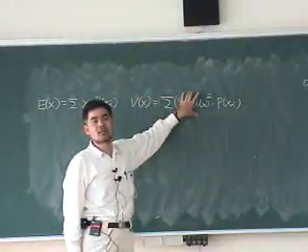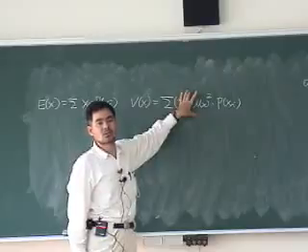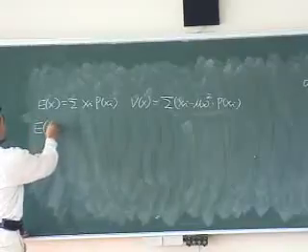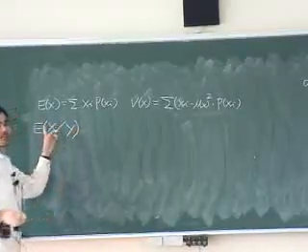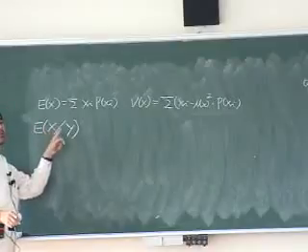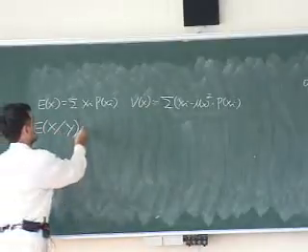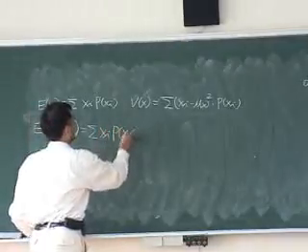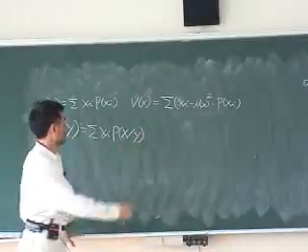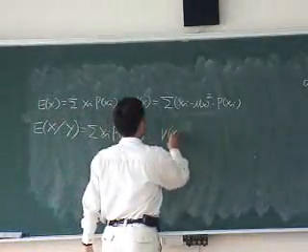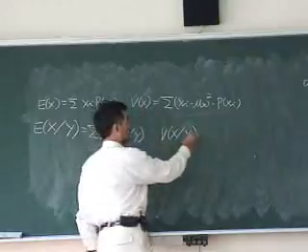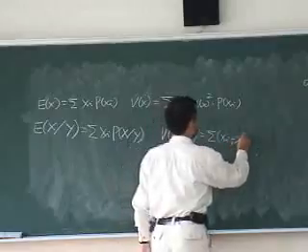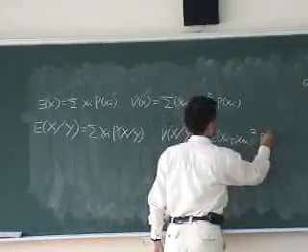And now we are talking about conditional mean and conditional variance. So we are going to talk about the expectation of x given y happens. What does that mean? That is equal to the summation of xi times p(xi given y). And what about the variance of x given y happens? That would be the summation of (xi minus mu x) squared times p(xi given y).